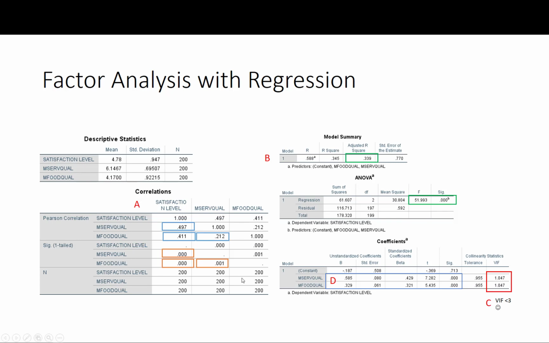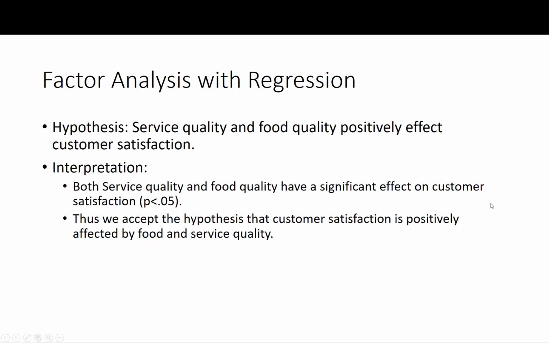So that is our basic analysis of this factor analysis with regression. So the hypothesis was that service quality and food quality positively affect customer satisfaction. So our interpretation is that both service quality and food quality have a significant effect on customer satisfaction to a less than 0.05 level. Thus, we accept the hypothesis that customer satisfaction is positively affected by food and service quality. So if what Deli Depot is trying to achieve is improving customer satisfaction, we would then recommend ways in which they can improve their food and service quality.